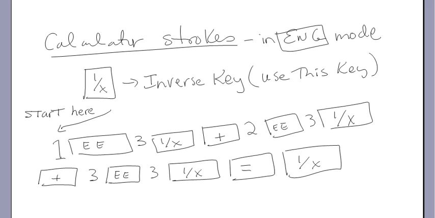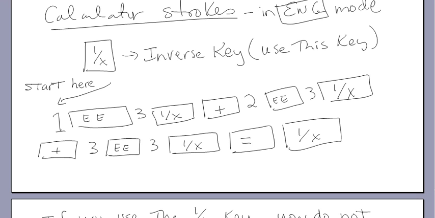Calculator strokes. So first of all, you want to be in the ENG mode. That way it'll automatically put your answers in terms of K metric prefixes. You just have to transfer it. So you have your 1 over X key. You can look for that on your calculators. Everybody has different calculators, but most calculators will say 1 divided by X as a special key, or it might even have X to the minus 1 power as the key.